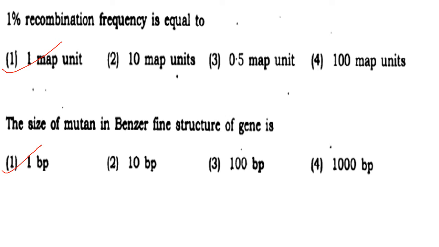The size of muton in Benzer's fine structure of gene is option 1, 1 base pair; 2, 10 base pair; 3, 100 base pair; and 4, 1000 base pair. Answer is option 1, 1 base pair.